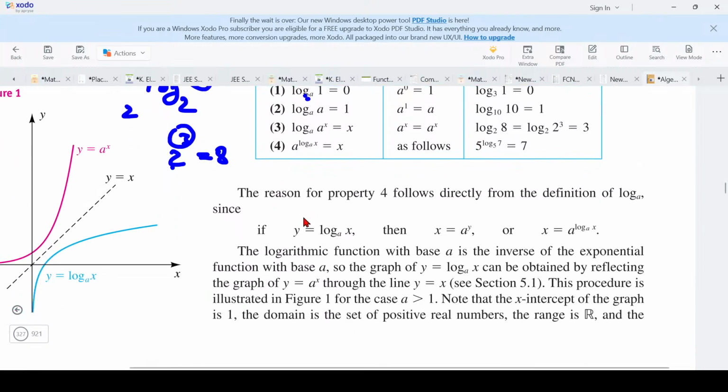So now see what he is saying. The fourth one. See, this is what he is saying. Y is log x to the base a. That means 2 raised to what power will give 8? That is this y. Now we are actually raising this 2 to that power. Agreed, no?